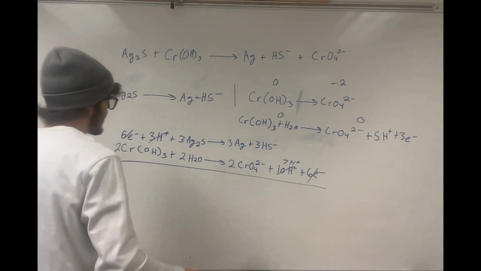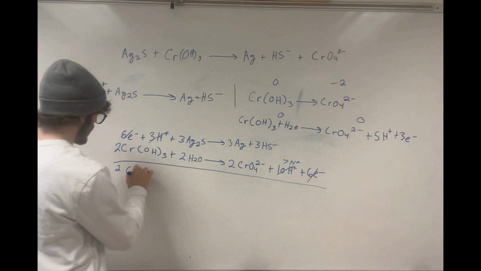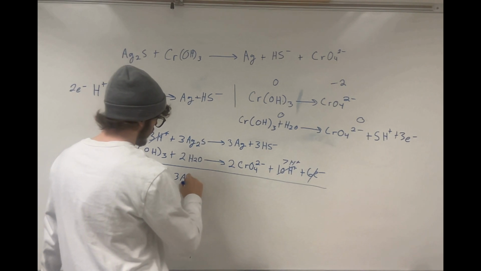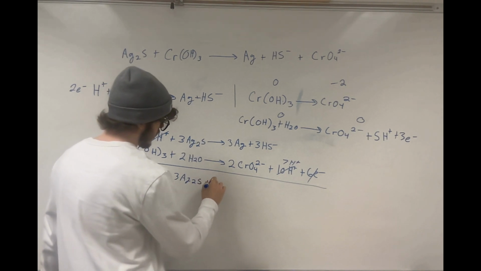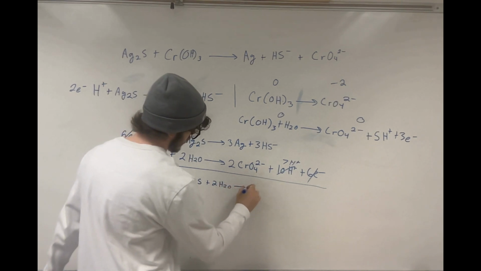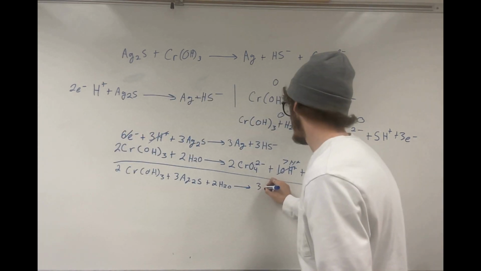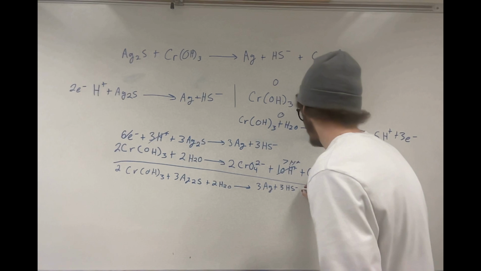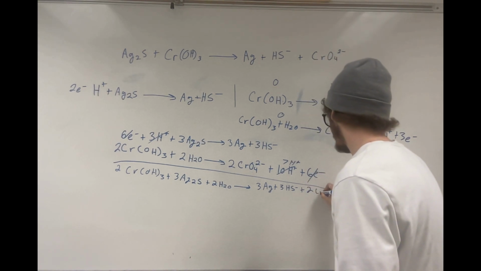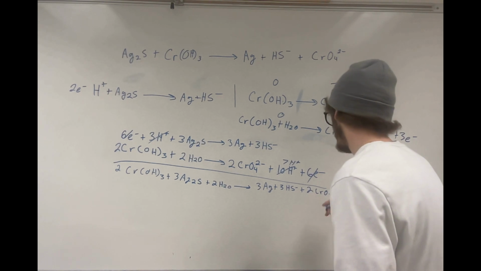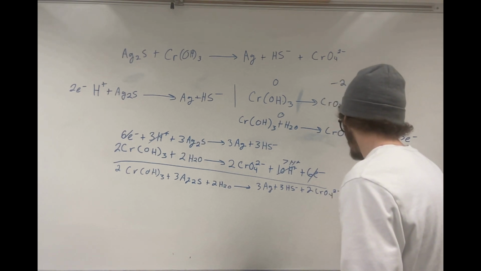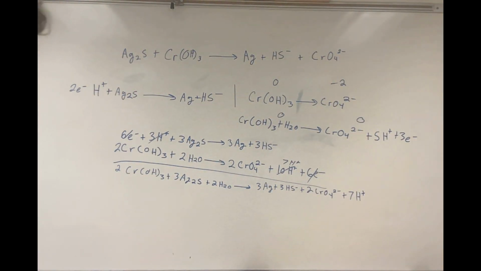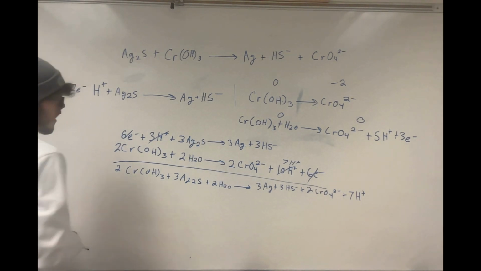And now let's bring everything down. So we say that for every 2 chromium hydroxides plus 3 silver sulfides plus 2 waters, this will yield 3 silvers, 3 hydrogen sulfides, 2 chromium tetroxides, and 7 hydrogen ions. Okay, so sorry if the writing is slanting at all. I'm a terrible writer. Anyways, that's the overall equation.